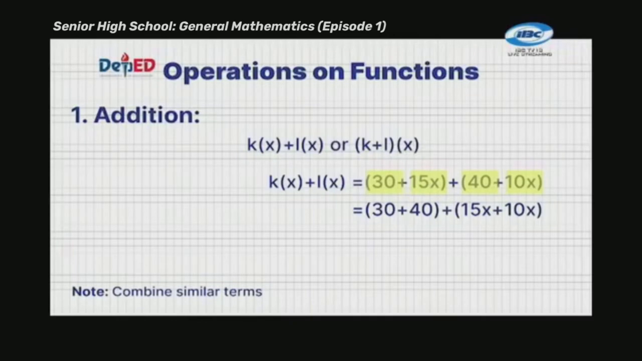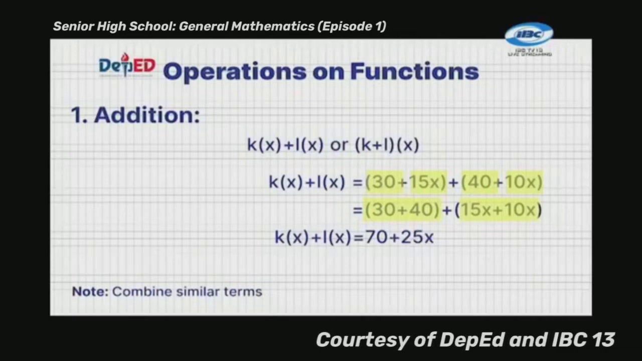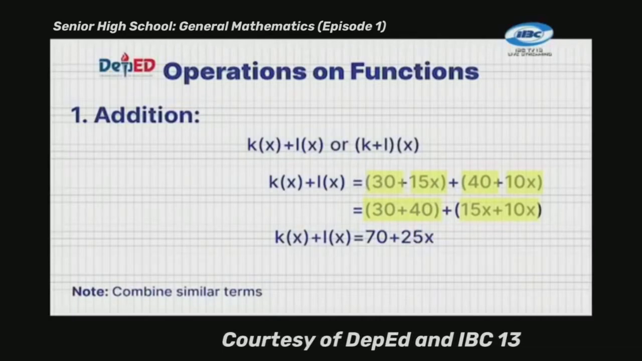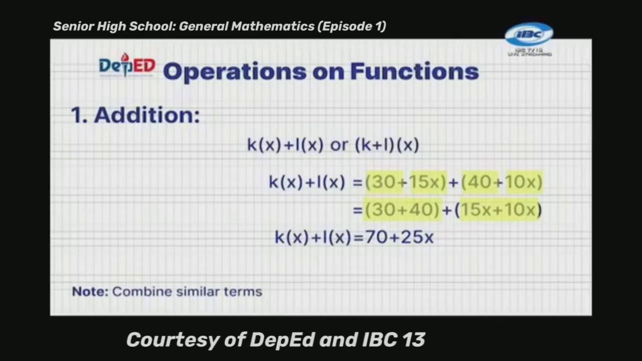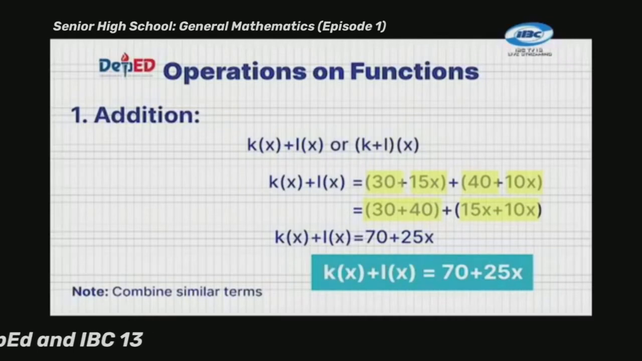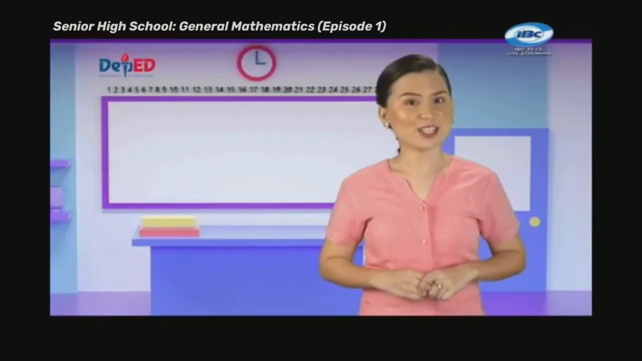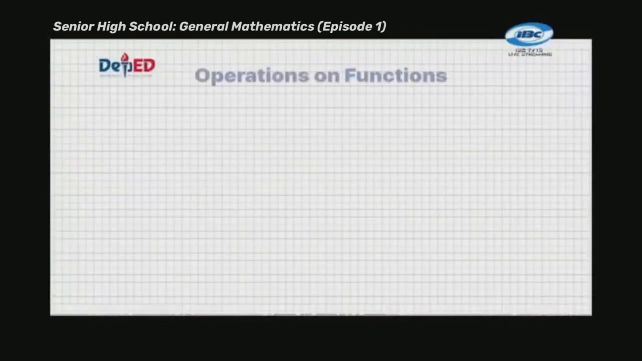Adding 30 and 40, we have 70. Also, 15x plus 10x is 25x. So we say that the amount of money saved by both Kevin and Lena in X number of days is given by K of X plus L of X equals 70 plus 25x. And we just have added functions. Let us have the second operation, which is subtraction.